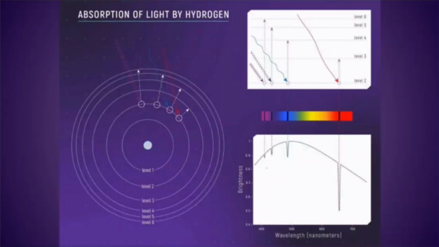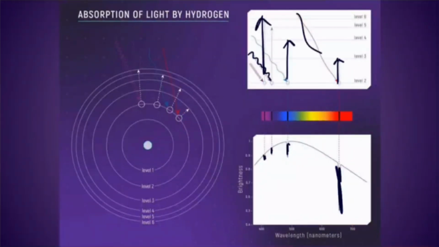When hydrogen absorbs light, only specific wavelengths are absorbed, as seen by the dents in the graph. And if we look up here, the electrons move up by specific levels depending on the frequency. Since purple light is higher frequency, the electrons move to a higher level as compared to red light.